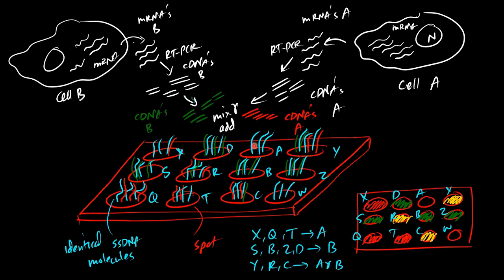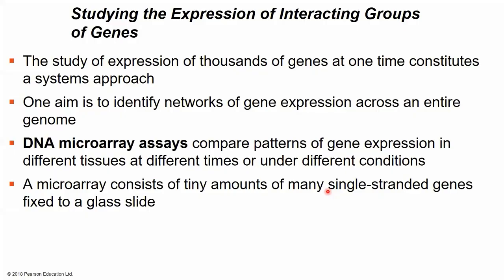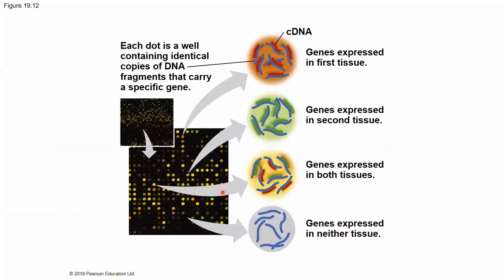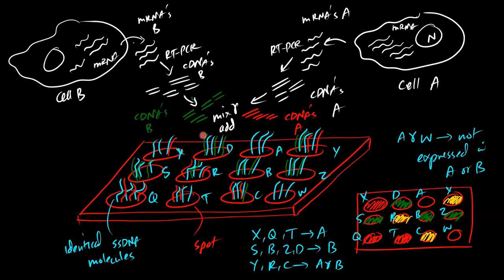Black spots. The DNA in black spots was not able to hybridize to any cDNA, whether it's green or red, which means here we have spot A and spot W not expressed in A or B. Okay. So as you can see here, the color of the spot indicates whether a gene is expressed in cell A only, or cell B only, or expressed in both cells, or not expressed in either cell.